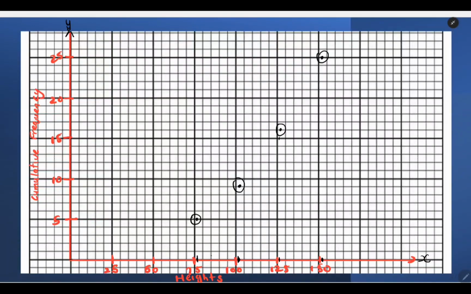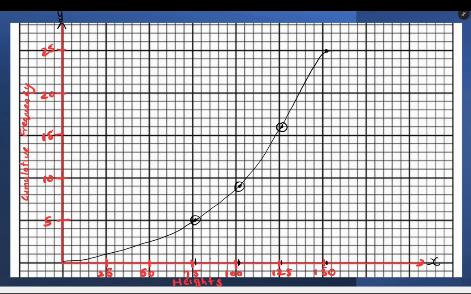Then lastly, we must connect the points to get the cumulative frequency curve. So we start from here, and we go up, and we connect the dots, and we draw, and we connect. And as you can see, we got that curve. It must come out as a curve. If it doesn't, that means you probably made a mistake somewhere in the cumulative frequency. And that is basically how you draw a cumulative frequency curve using the upper boundary and the cumulative frequency.